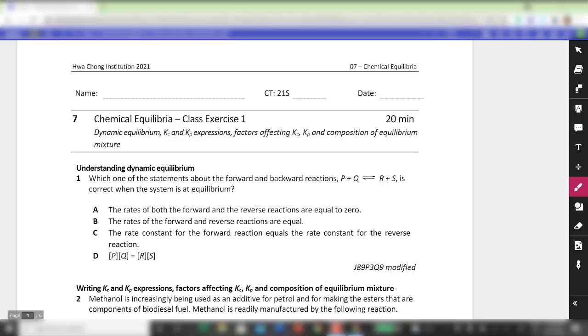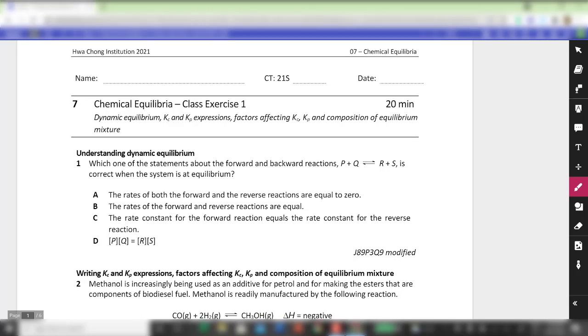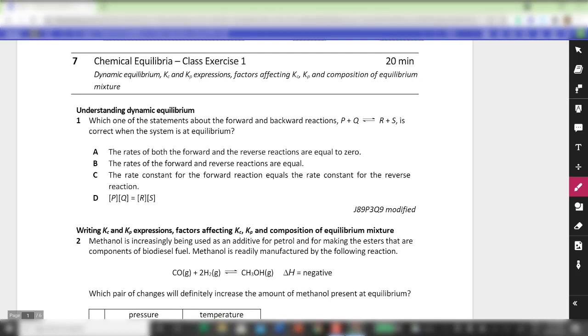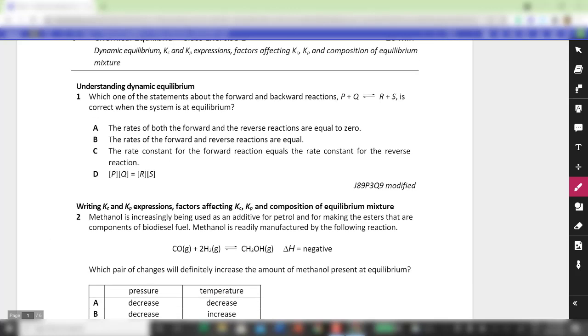Okay, we'll first look at question 1 of Chem Equilibrium exercise 1. You are given this particular equilibrium reaction, with reactants P and Q reacting to give R and S. You're given 4 options.